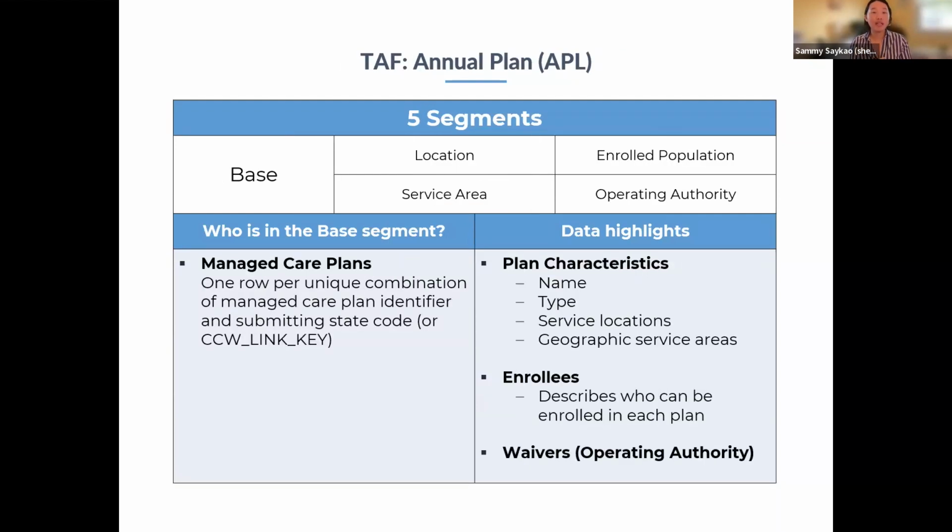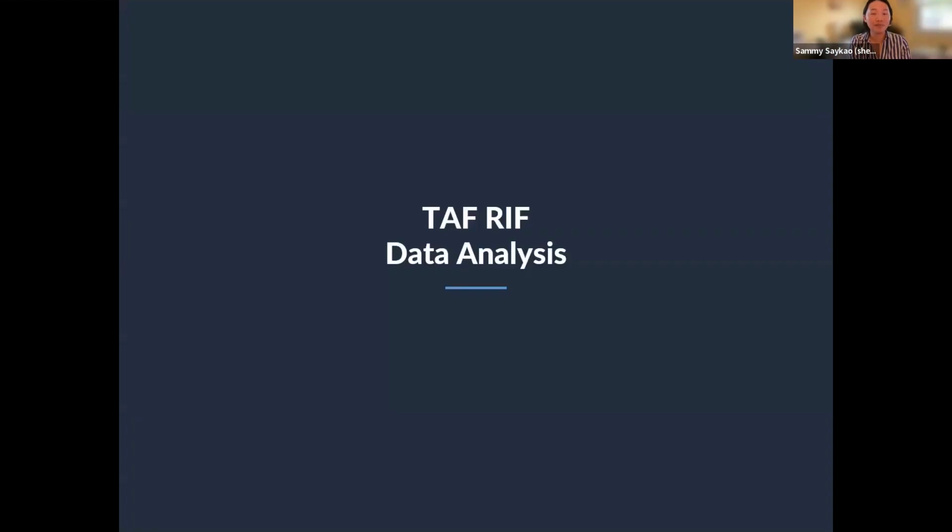And then the TAF annual plan file. So this is the data set that contains information on both plans and managed care plan entities. So it's not just on the plan. You can get information such as service location and geographic service areas and what type of enrollees can be enrolled in each plan. For those of you interested in waivers, there is waiver information as well. It's sort of tucked into the operating authority segment.